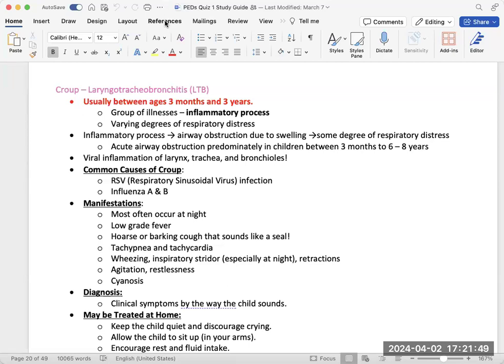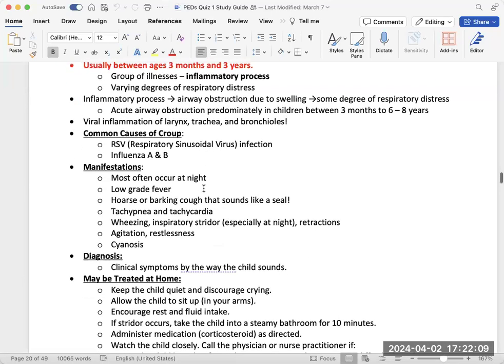This acute airway obstruction is predominantly in children between 3 months and 3 years old, though it could also occur again at around 6 to 8 years of age. It's a viral infection, okay? This is viral, which means there are no antibiotics, because this is a virus. It's a virus that's attacking the larynx, the trachea, and the bronchioles.